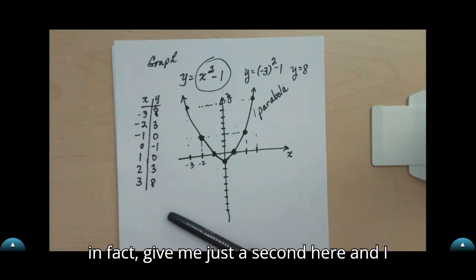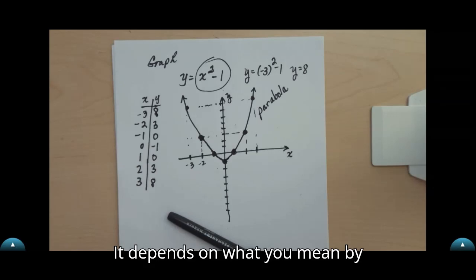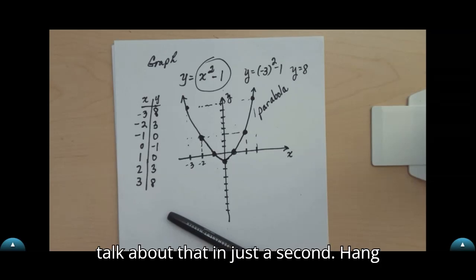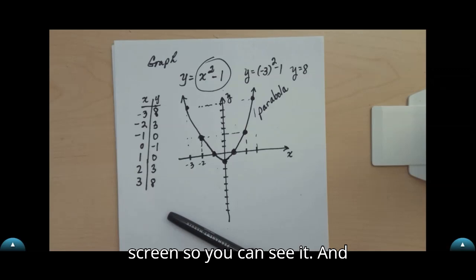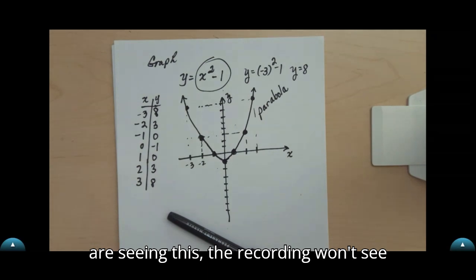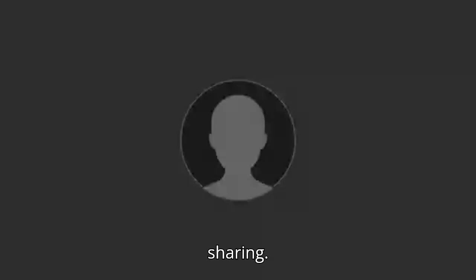So, in fact, give me just a second here and I will show you all this. Will it always be symmetrical? Yes. It depends on what you mean by symmetrical, but it will always be. We'll talk about that in just a second. So hang on, I'm going to put this up on the screen so you can see it. And let me switch to this because while we're seeing this, the recording won't see it. So let me change what I'm sharing.